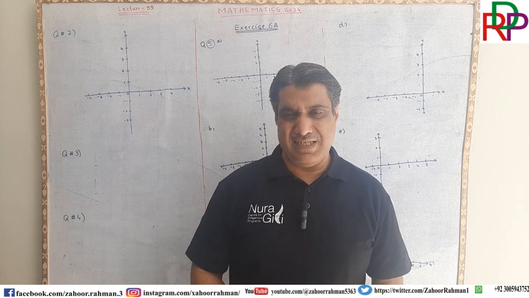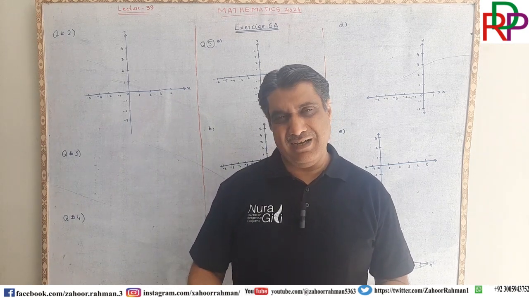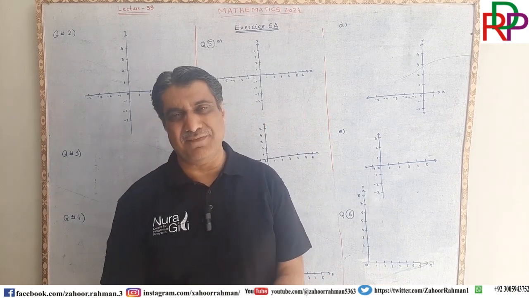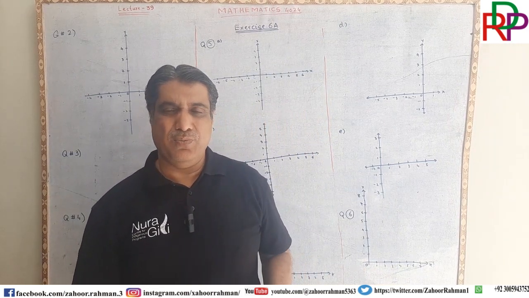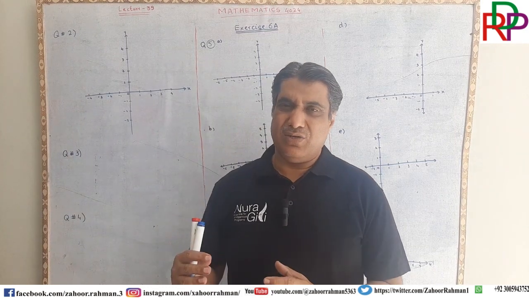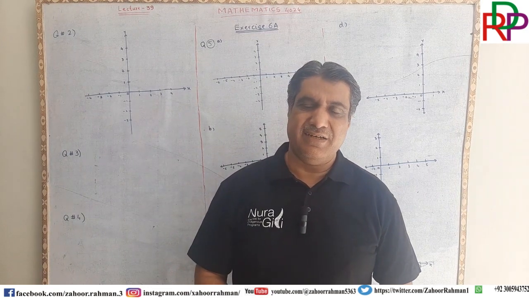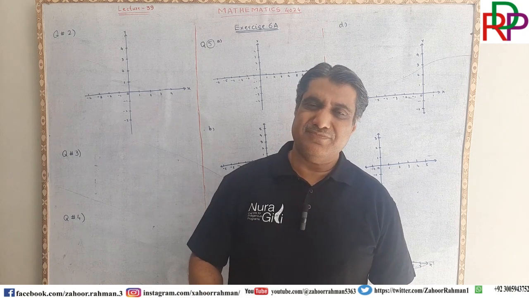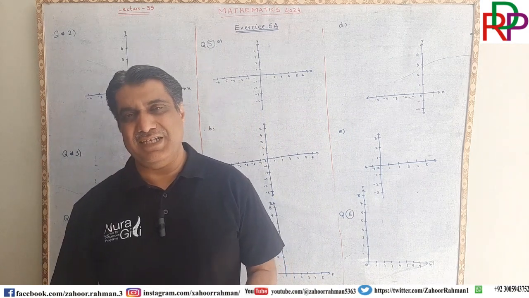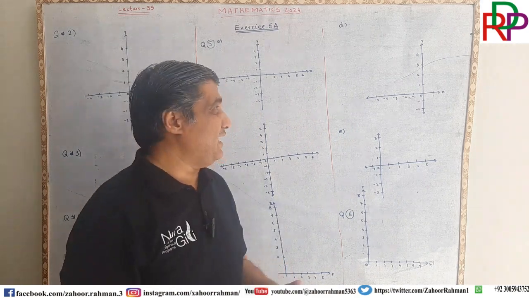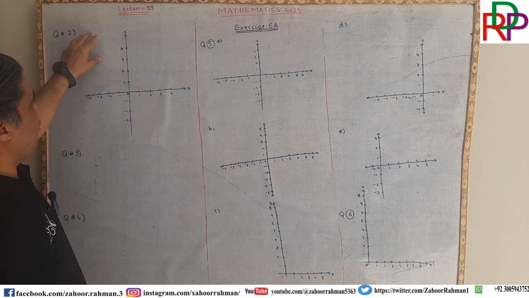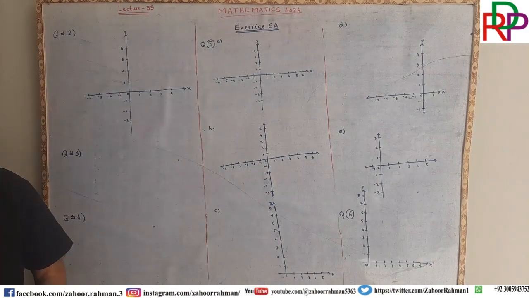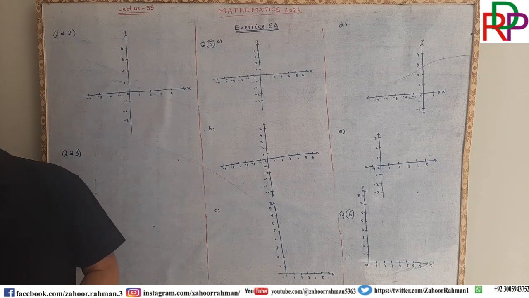Yesterday they gave us the graph. There were different points marked on that graph, and we had to find the coordinates of those points. Today, a bit different technique. They give us the points and we have to mark those points on the graph.